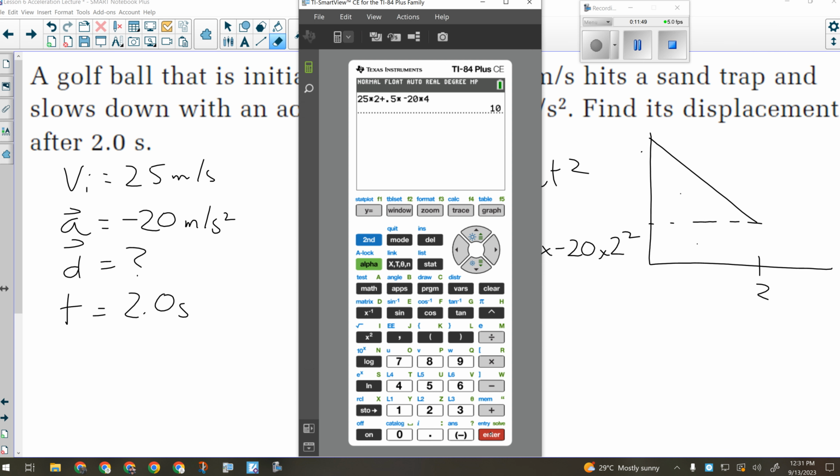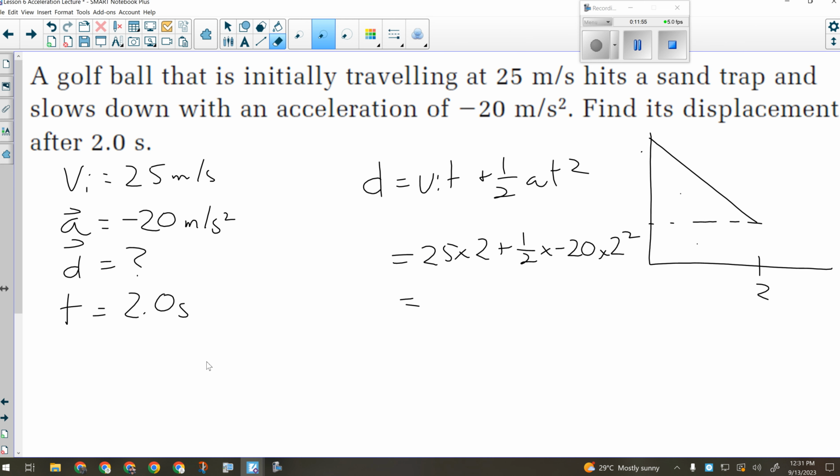Only vector I can give is positive. It doesn't give me anything else in the question other than positive and negative, right? So all I can say in this one is positive 10 meters. That is the extent of the vector that I can give. Okay, questions on that one?